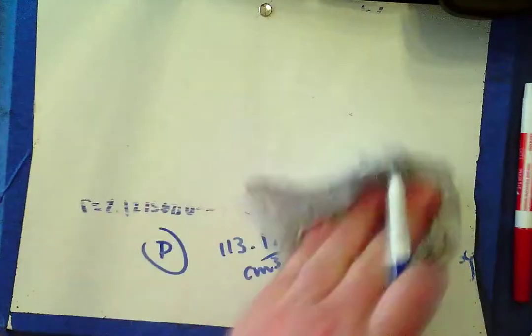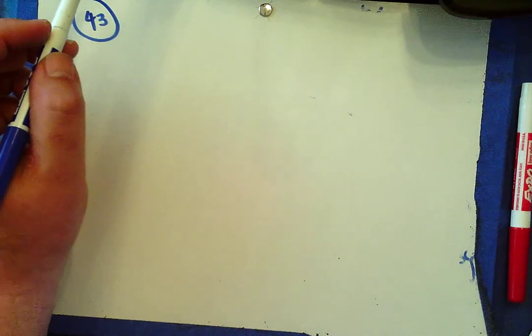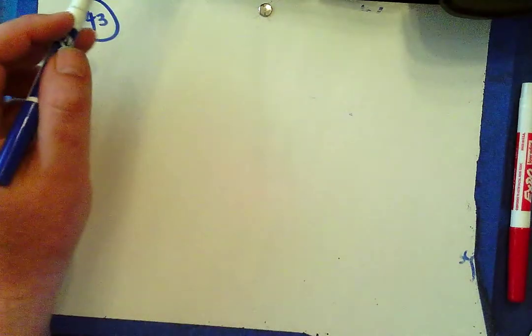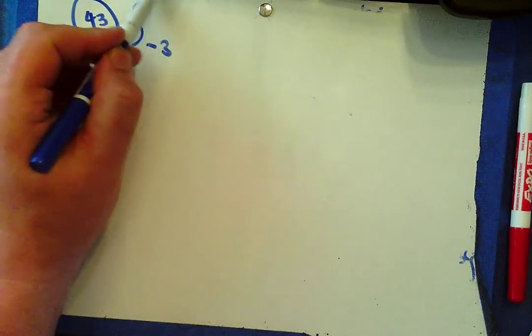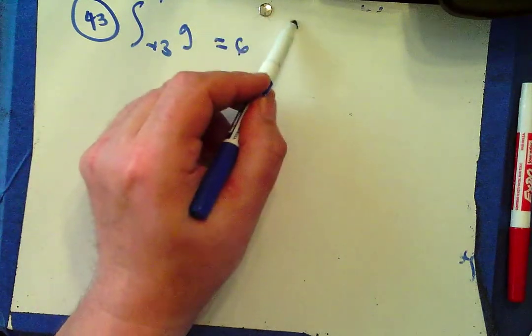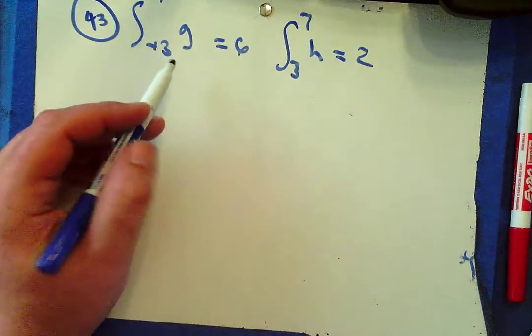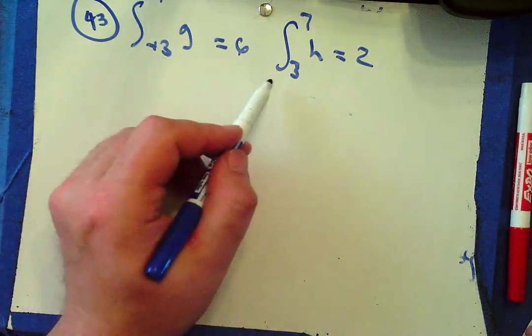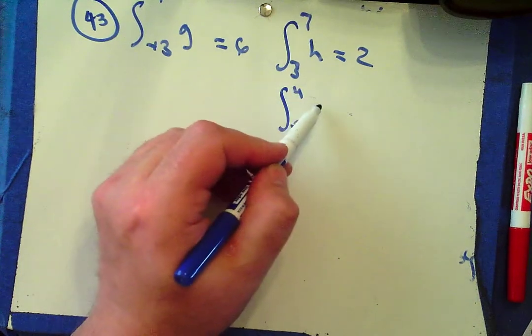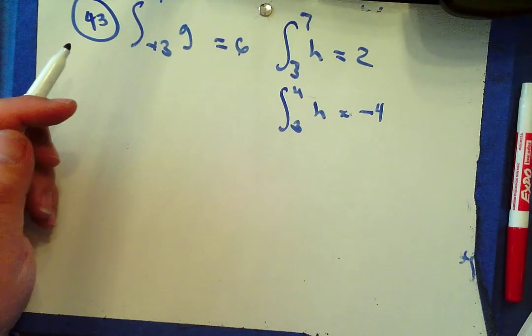Okay, 43. Let's take a look at 43. 43 says, suppose f and g are continuous functions. We've been given a bunch of information. The integral from 3 to 7 of g equals 6. The integral from 3 to 7 of h equals 2. And the last one was the integral from 3 to 4 of h equals -4. So which of the following must be true?